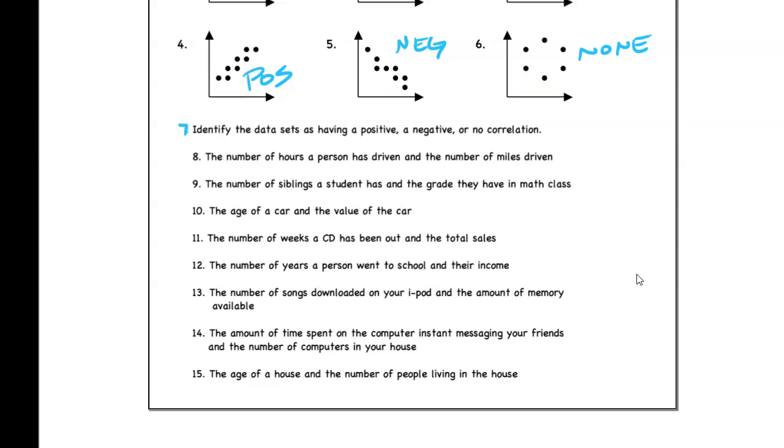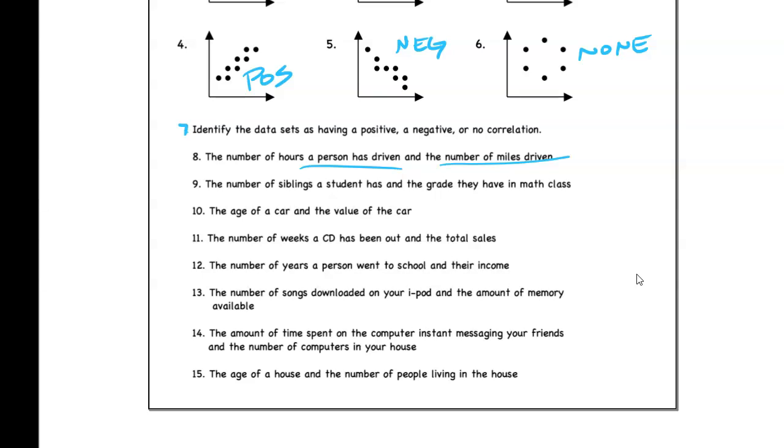Olivia, can you help me with number 8? Or is there somebody you wanted to call on, Caleb? Okay. Then that means it was Olivia. Okay, so the number of hours a person has driven and the number of miles driven. Do you know how to go about these, or do you want me to help you with number 8? Can you help me? I certainly can.